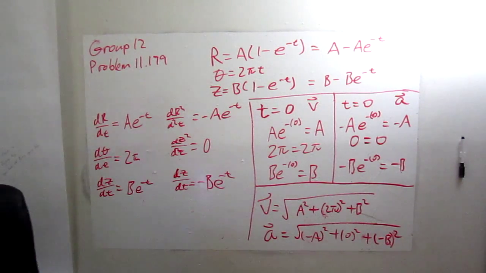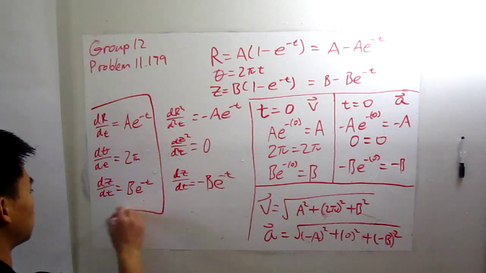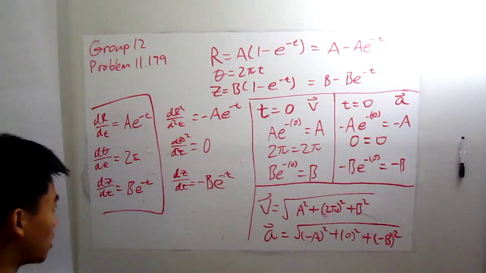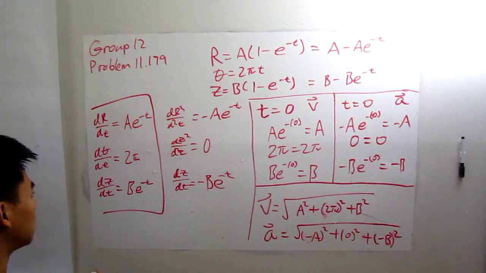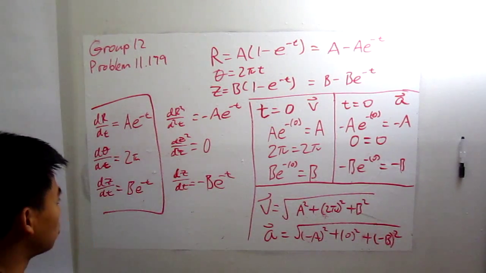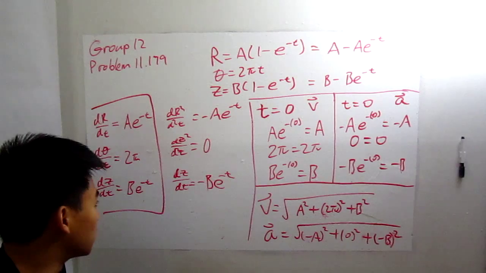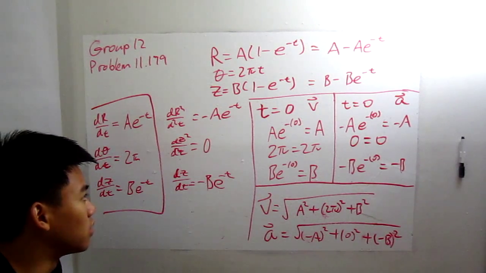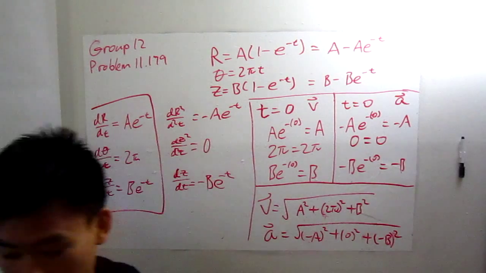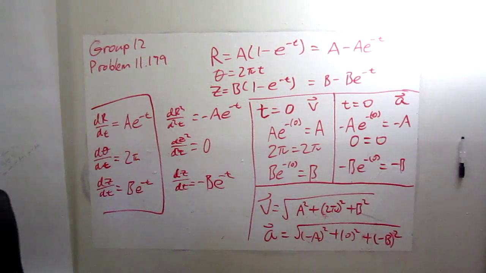First we found the first derivative for all three values, which gives us these numbers. So dr/dt is equal to a e to the negative t, d theta/dt gives us 2 pi, and dz/dt gives us b e to the negative t. It asks us to determine the magnitude of the velocity and acceleration when, part A, t equals 0 and part B, t equals infinity.